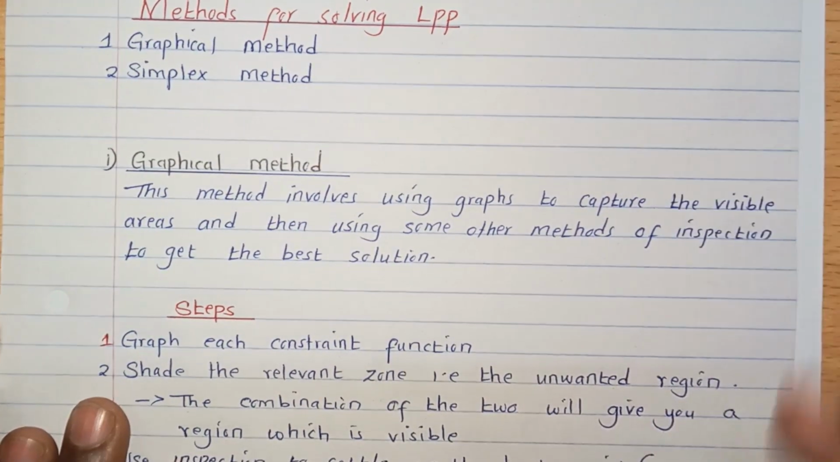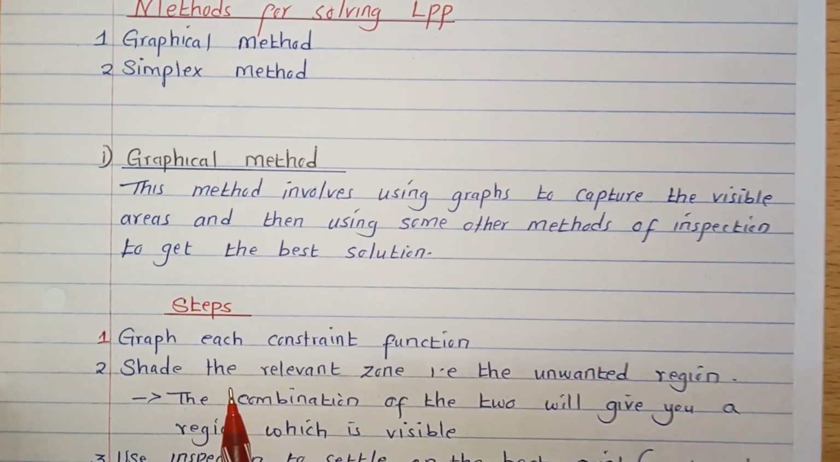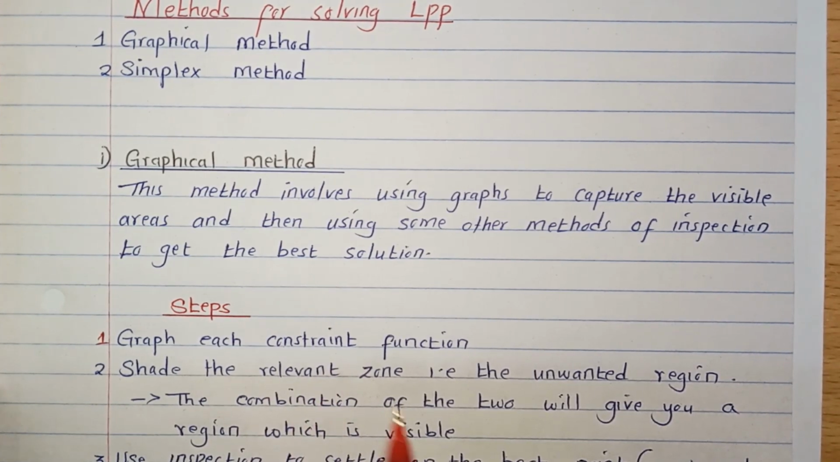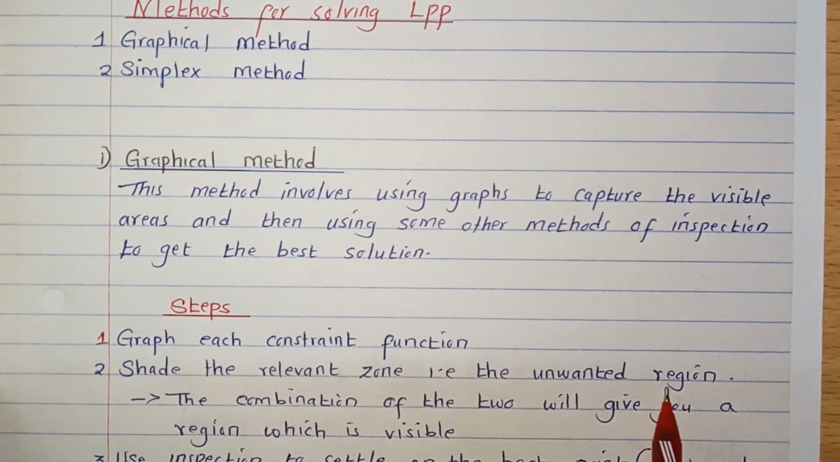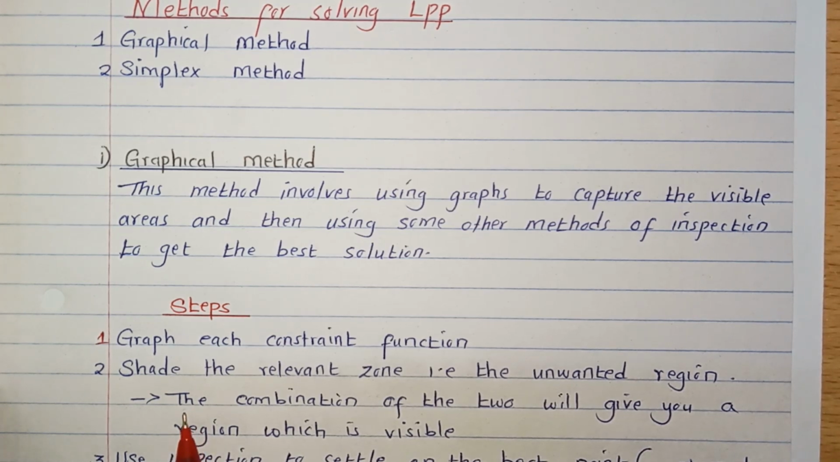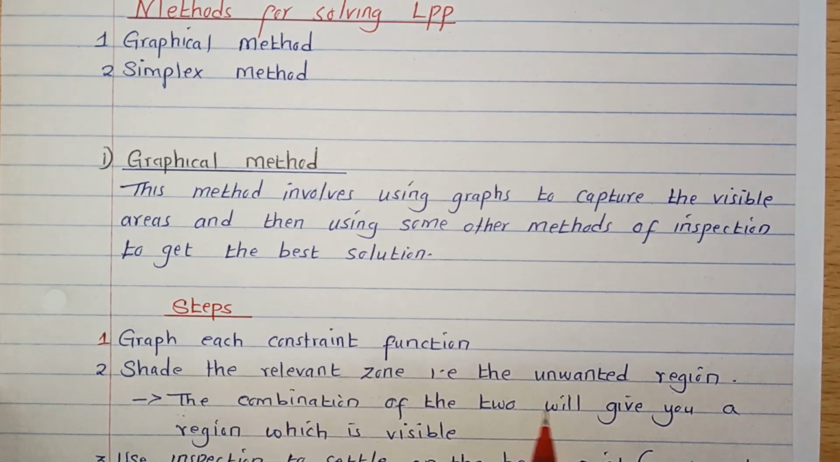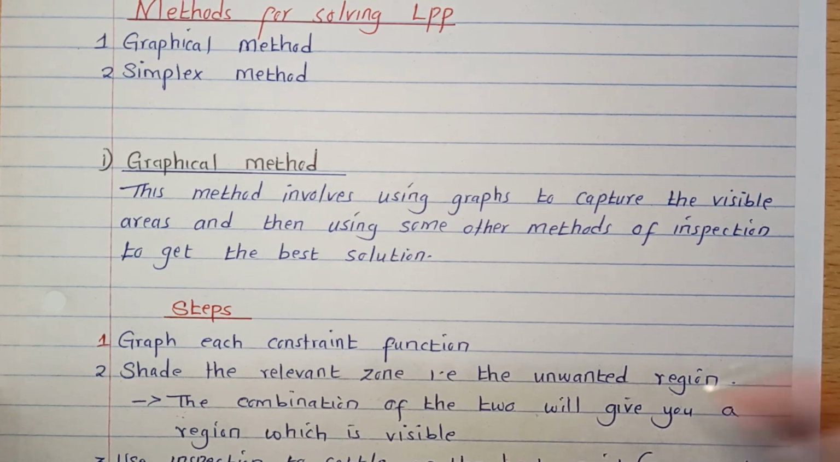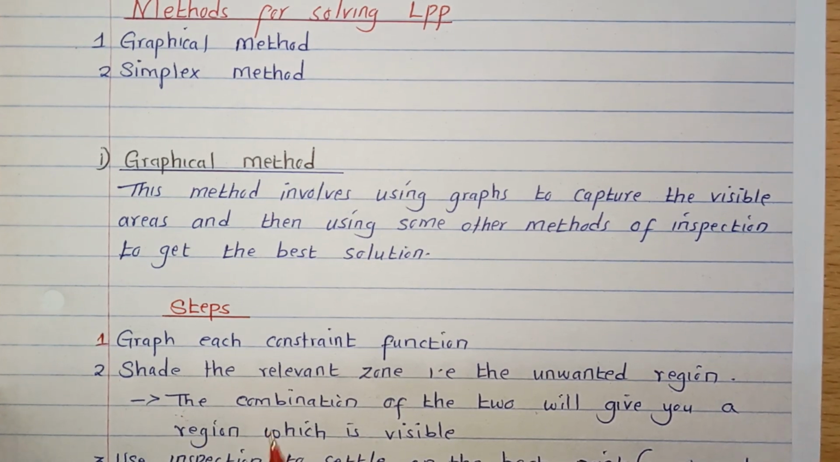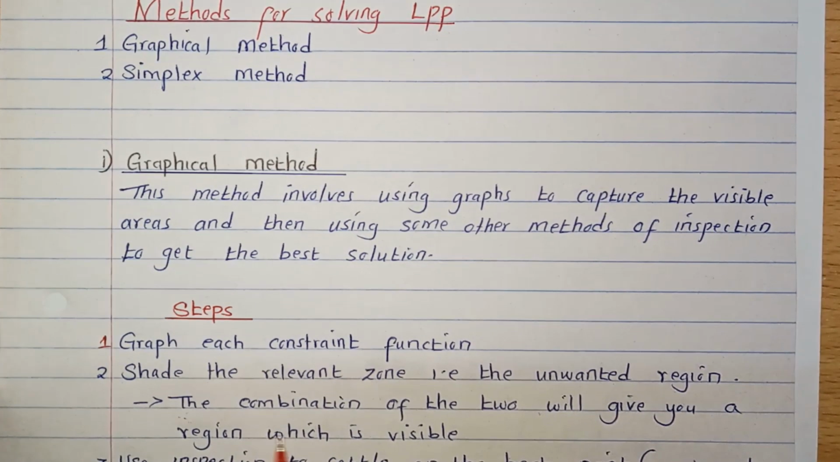Let us now go to step number 2. We have said we need to shade the unwanted region. The other point says that the combination of the two, where you have the first constraint and then the second constraint, and you are plotting them on a Cartesian plane, where these two meet, you'll be able to see a clear picture of the wanted region or the relevant zone. That's what this point says, that the combination of the two will give you a region which is visible.